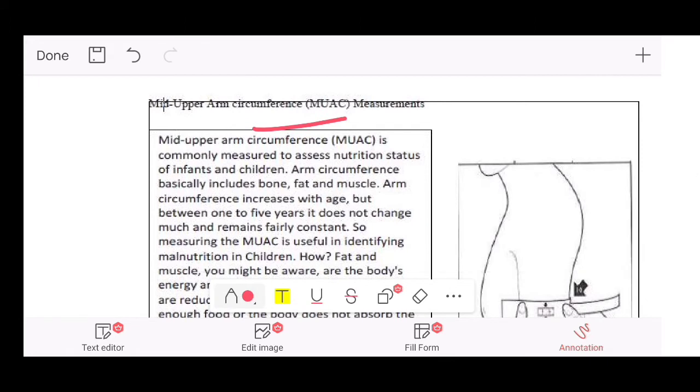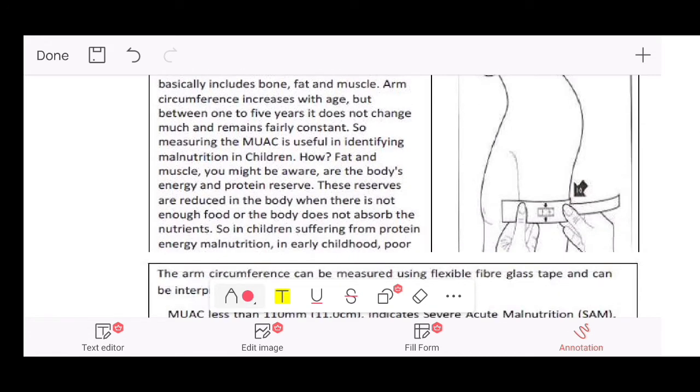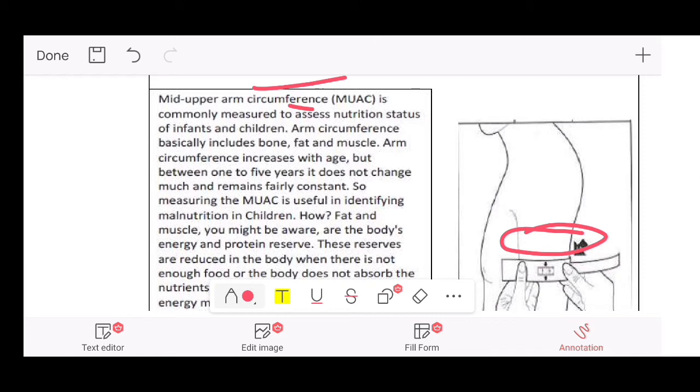Along with that, some body parts will be measured also, so that we can say whether the nutritional status is in good condition or not. Mid upper arm circumference means, just see the picture, we have to take the measurement of the mid upper arm, which is commonly measured to assess nutritional status of infants and children. Arm circumference basically includes the bone, fat and muscle, meaning whether the bones are in good condition, the fat is in proper amount, and the muscles are strong or not. By this method we can measure.